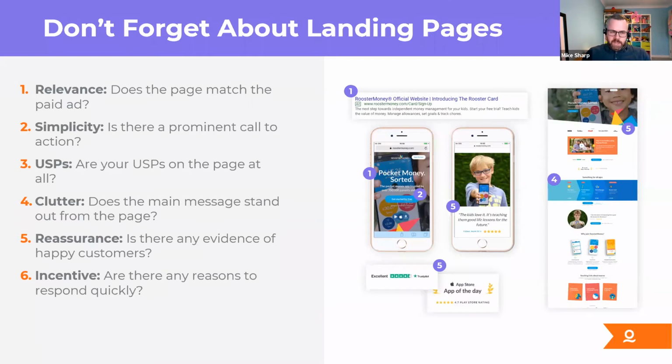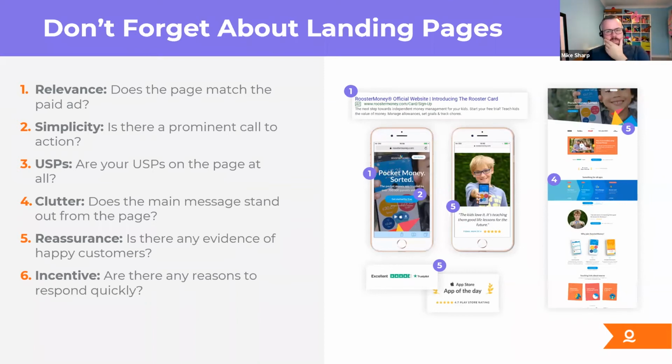And what you can see here is a very simplified look at a sort of landing page critique that we do at Adapt. And what we do is take those 6 core areas of relevancy, simplicity, USPs, clutter, reassurance, and incentive. And then the team on the conversion side will go through and just ask it. And I've pulled out a few questions here to illustrate. So things like relevancy is a really good one.